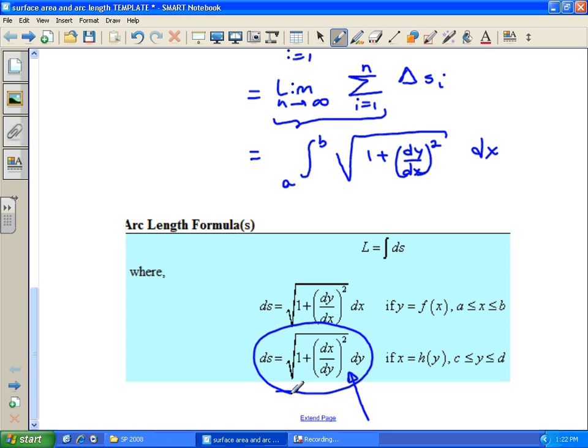If your given function is x in terms of y, you would use that formula, because then you can differentiate x in terms of y. If your function is y in terms of x, then you would use the first formula. So this is the arc length formula. And let's do an example about arc length before we take a look at surface area.